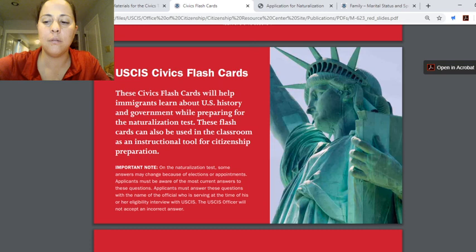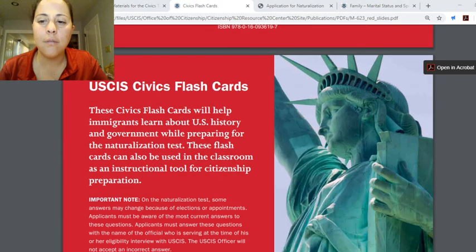USCIS Civics Flashcards. These civics flashcards will help you learn about U.S. history and government while preparing for the naturalization test. Naturalization, citizenship. Naturalization is citizenship for non-U.S. born citizens, okay? For example, I was born in the United States. I am a U.S. citizen by birth, okay? My country of birth is the United States, okay? My country of nationality is the United States.